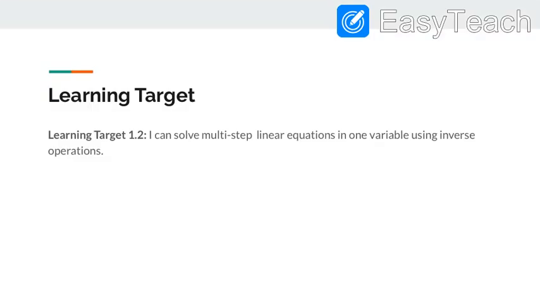This one, our goal is to solve multi-step linear equations in one variable using inverse operations. A big thing within this one is, again, we're still trying to solve, so we're still trying to get that variable by itself. But then we also are going to use this new term called inverse operations, which essentially just means the opposite operation as to what's going on.